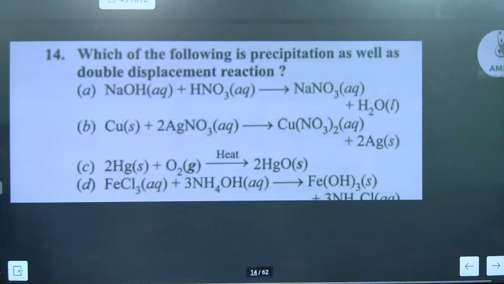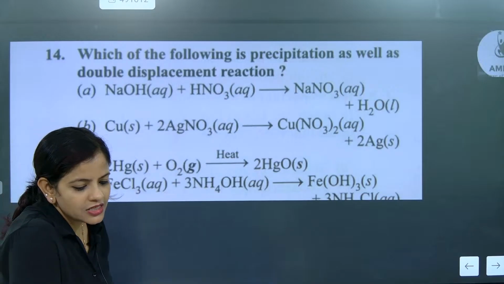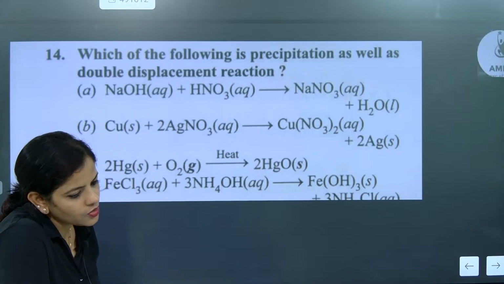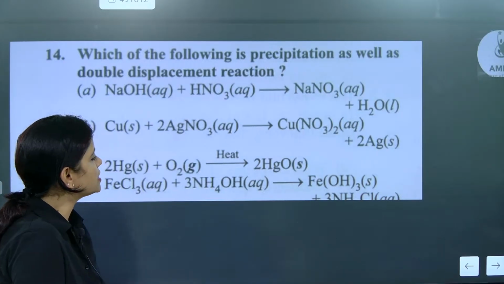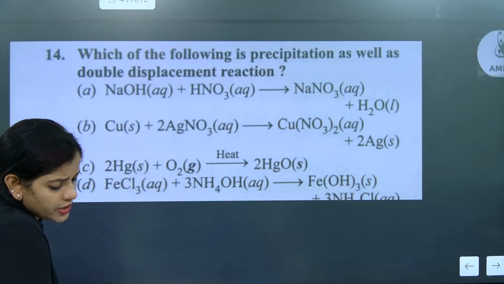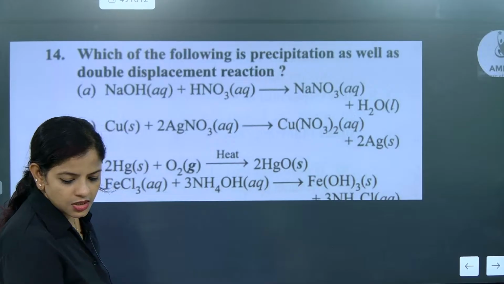Now check which of the following is a precipitation as well as double displacement reaction. This type of question is coming. Yes, Ella, solve this question, beta. The question is very important for you. I'll write the equation. Option is B. Maha, answer, please.